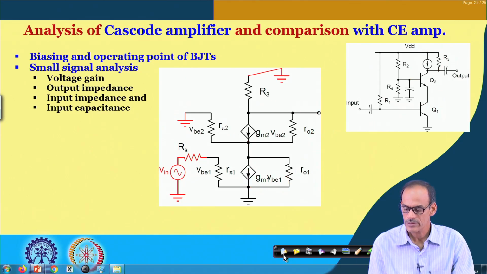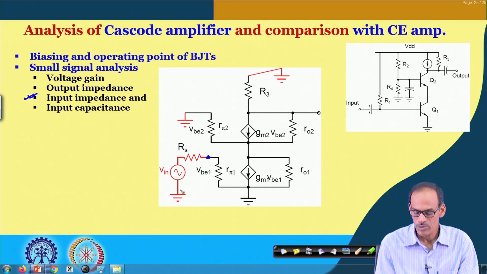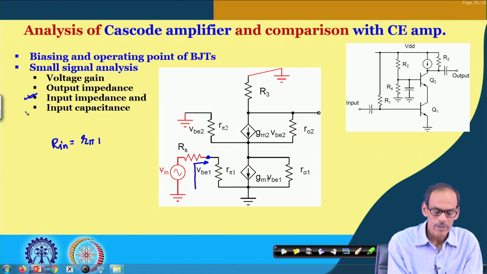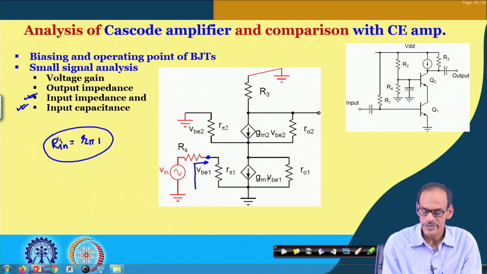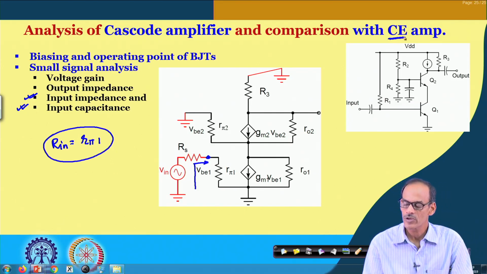Let me clear the board. Yeah. So, the input impedance, on the other hand. If you see, this is the input port. Input impedance is very straightforward. So, R in is the same as R pi 1. But then input capacitance, this is a very important thing.